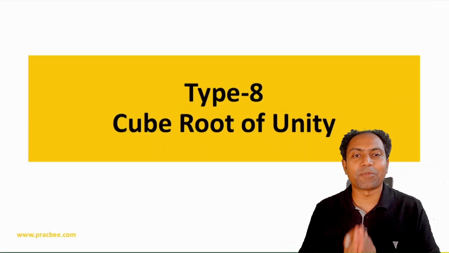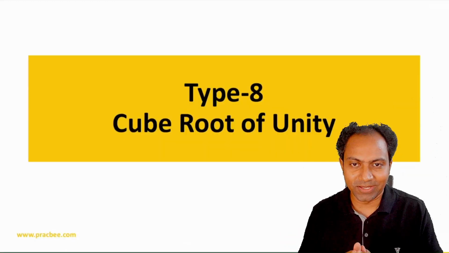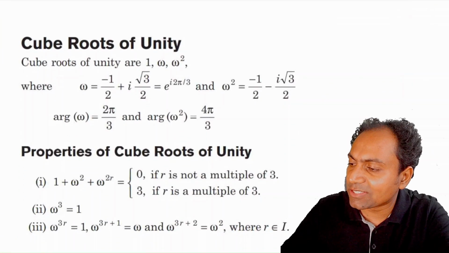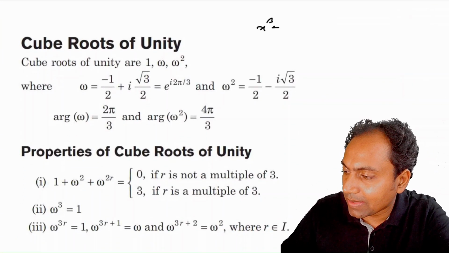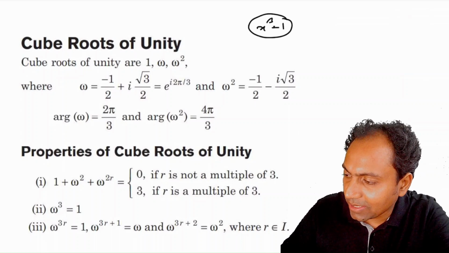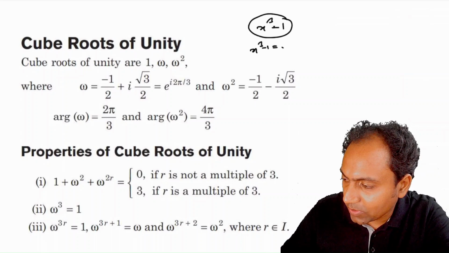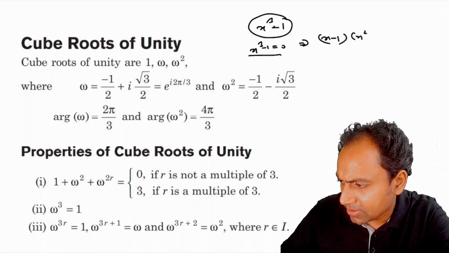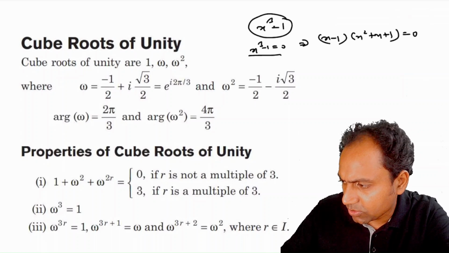The type 8 problem type is nothing but questions based on cube root of unity. Now let us first look into the basic theory of cube roots of unity. So if I take x cube equal to 1, then it can be factorized into x cube minus 1 equal to 0. That would imply (x minus 1)(x square plus x plus 1) equal to 0.